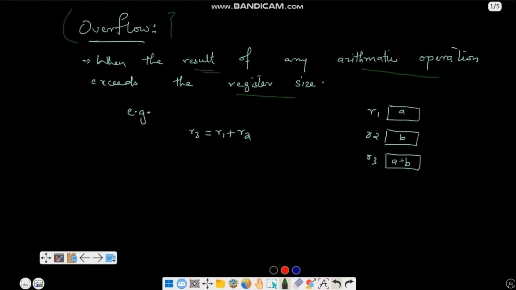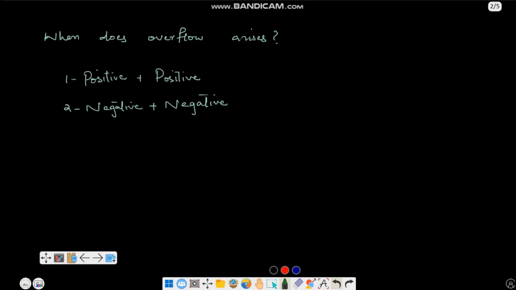Now let's give an example here. Let's say I have got three registers here. R1 is storing A, R2 is storing B. A and B are both some random numbers, and I want R3 to store the result, the sum of these numbers A and B. Now there is a possibility that the sum of A and B may exceed the size of the register. There's a possibility, right? This may not fit in here. So this situation, whenever it happens, is known as overflow. I'm going to give some examples in the future so you will understand it properly.